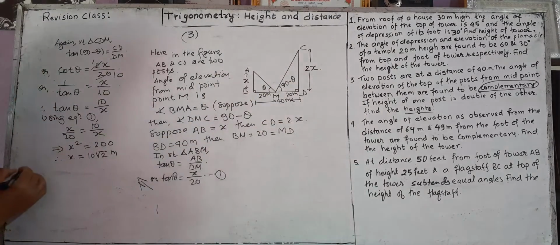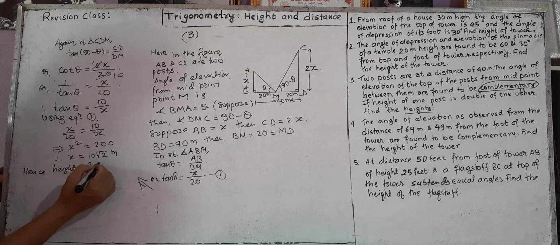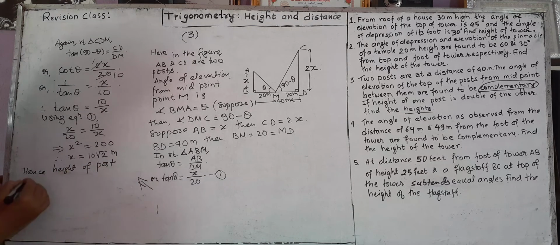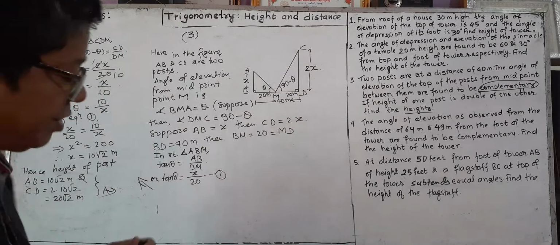So hence the height of post AB is 10 root 2 meters and CD is 2 times 10 root 2. Okay, that's 2x. So it is 20 root 2 meters. Okay, this is the complete solution of question number 3.